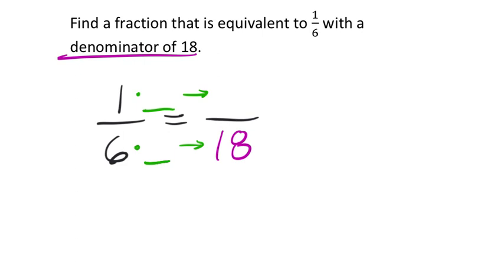Well, 6 times what is 18? Well, that would be 3. So again, I would have to multiply the 1 by 3 in order to get my new numerator, which would be 3. So the equivalent fraction to 1/6 with a denominator of 18 is 3/18.